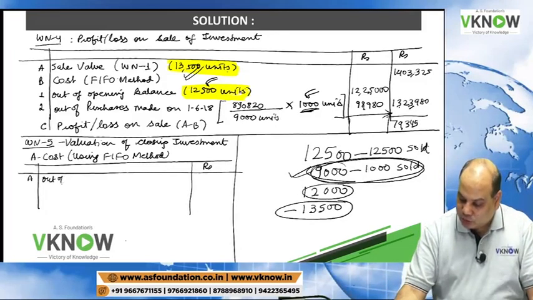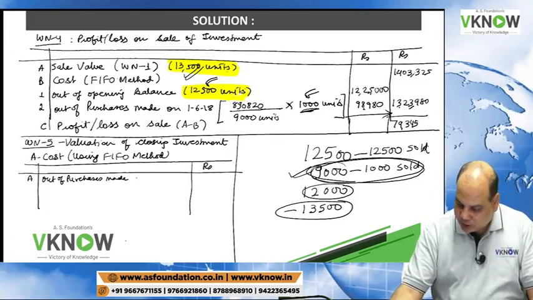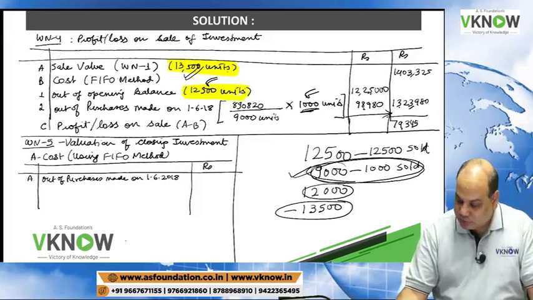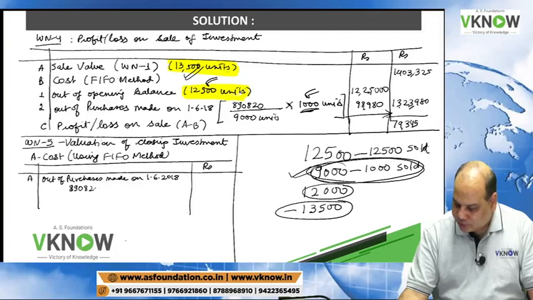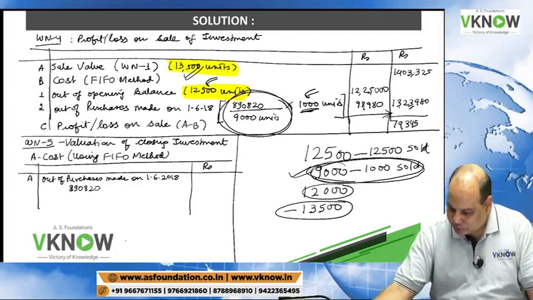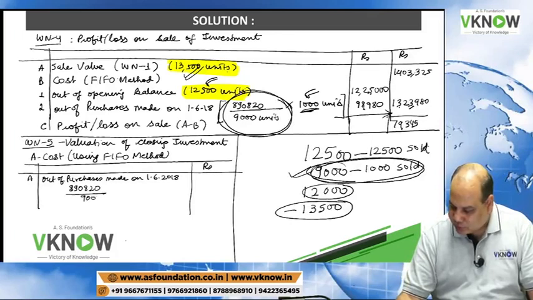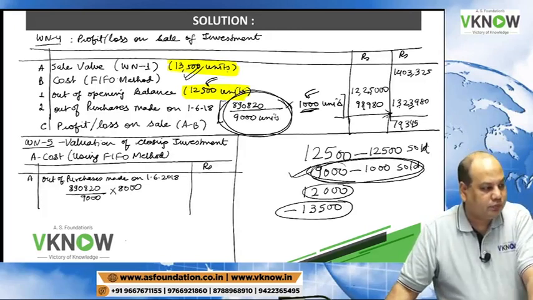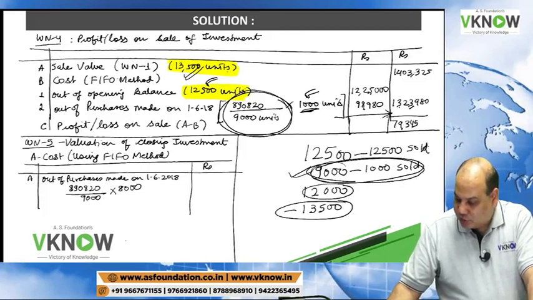So you will write down: out of purchases made on 1st June 18, your calculation will be 8,90,820. Same figure we have written here also. Divide by 9,000, but this time you multiply by 8,000. This will give you proportionate value.